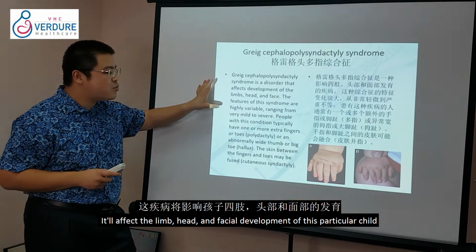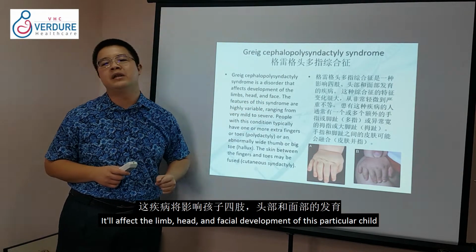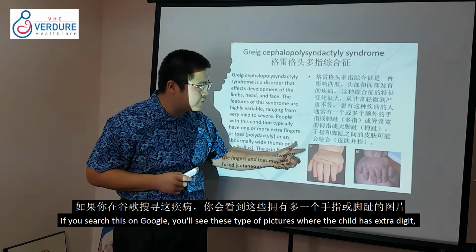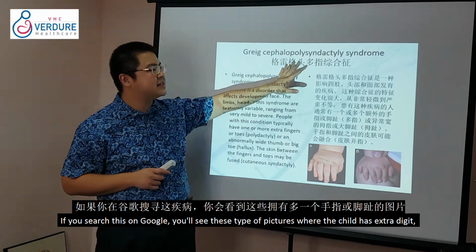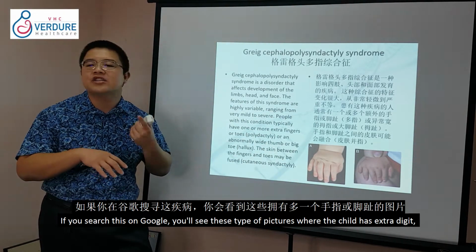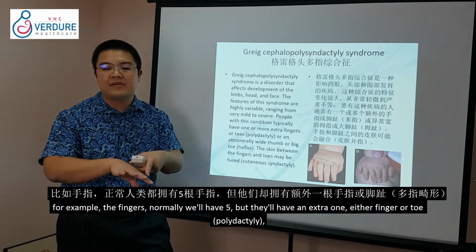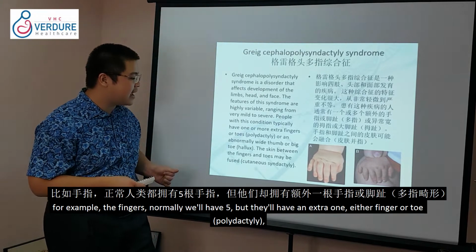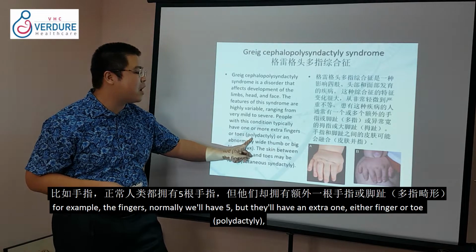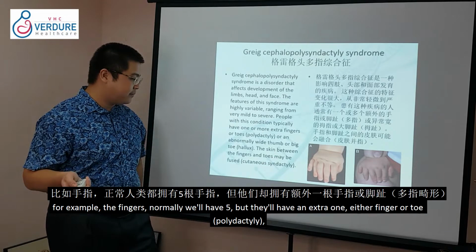Anyway, so it will affect the limb, the head and the facial development of this particular child. So as you can see over here, I'm not sure if you can see it clearly, but if you type this name into Google, you'll see quite a lot of pictures where the child has an extra digit. For example, normally we have 5 fingers, but they will have an extra one, either on the fingers or the toe, in this case called polydactyly, all right? So over here, polydactyly.